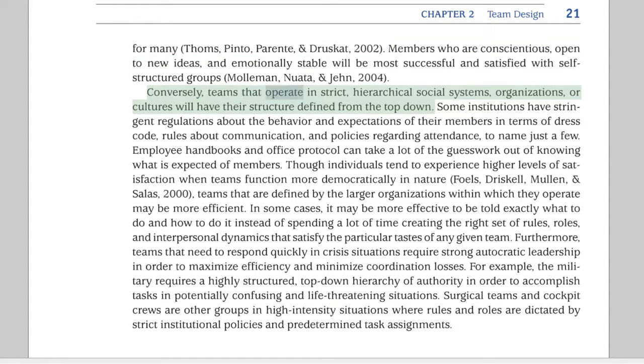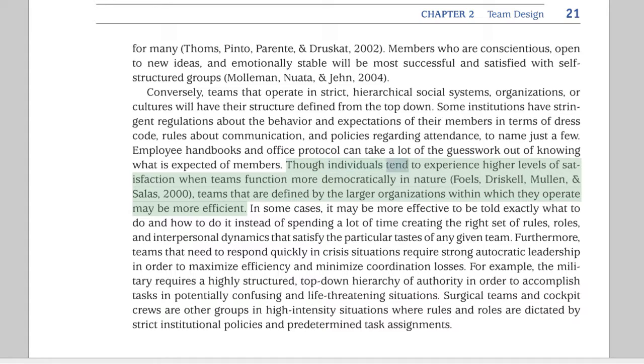Conversely, teams that operate in strict, hierarchical social systems, organizations, or cultures will have their structure defined from the top down. Some institutions have stringent regulations about the behavior and expectations of their members in terms of dress code, rules about communication, and policies regarding attendance, to name just a few. Employee handbooks and office protocol can take a lot of the guesswork out of knowing what is expected of members.